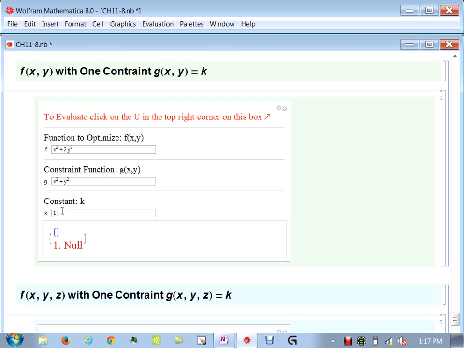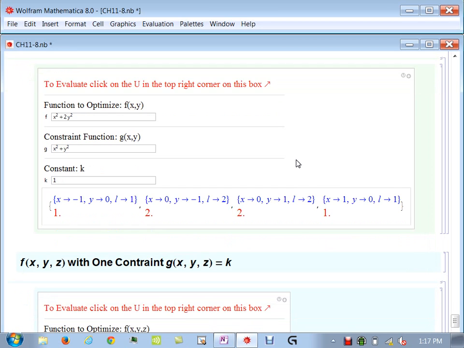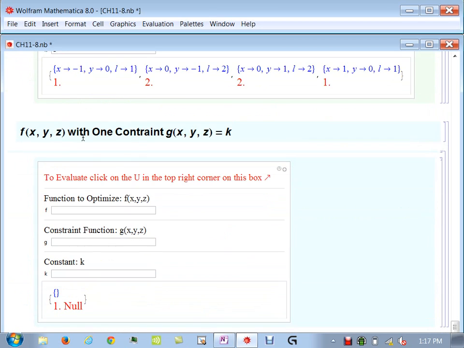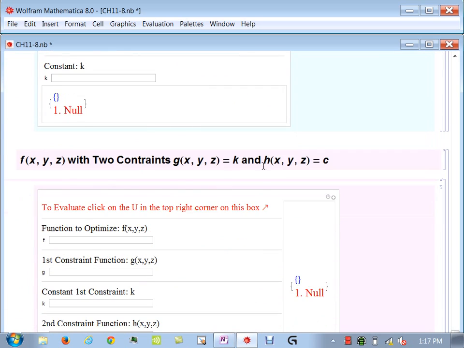Equals 1. And then all you do is hit this little button up here, and it goes through and solves x, y, lambda, x, y, lambda, x, y, lambda, gets them all. And then it actually calculated the function's value at that point. So I have two mins and two maxes. And I wrote the code for that. I did it for a function of three variables with one constraint, and a function of three variables with two constraints.